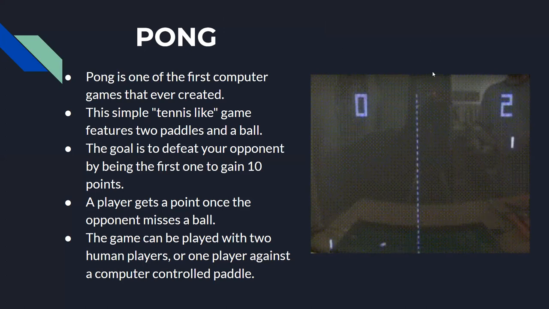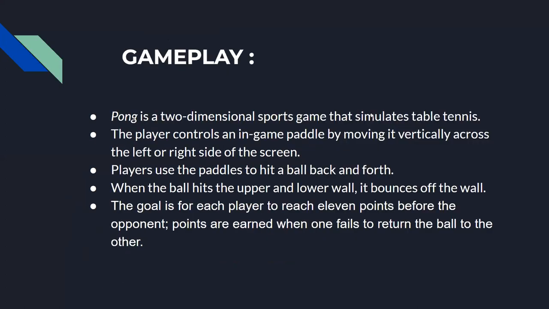It is Pong. So yeah, Pong is one of the first computer games that was ever created. It is a simple tennis-like game which features two paddles and a ball. As you can see in this GIF attached to the slide, the goal is to defeat your opponent by being the first one to gain 10 points. A player gets a point once the opponent fails to reach the ball. The game can be played with two human players or one player, and the other one would be a computer-controlled paddle, as you can see in this next slide.